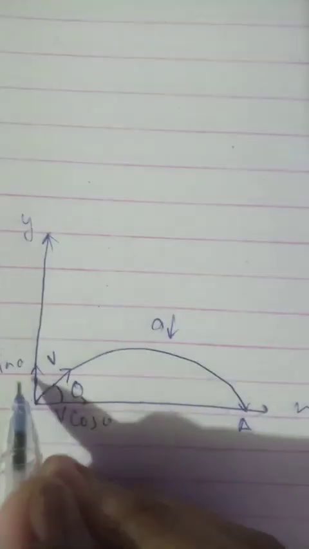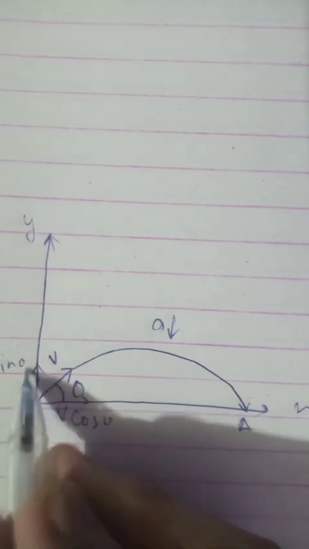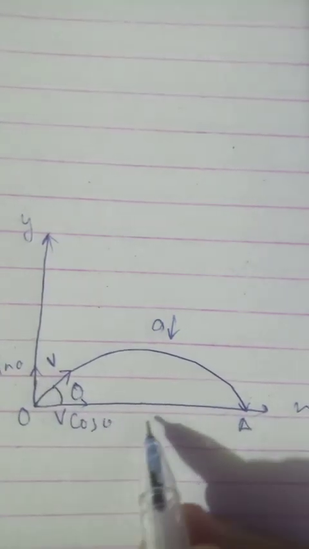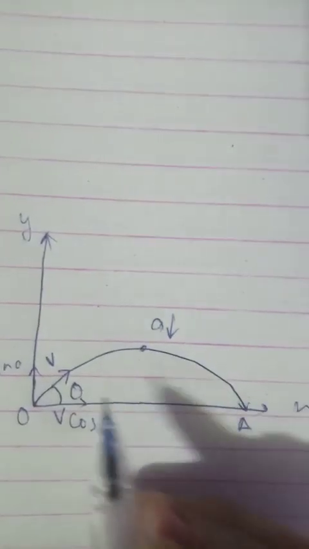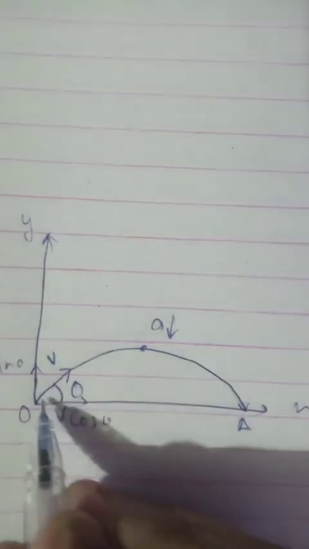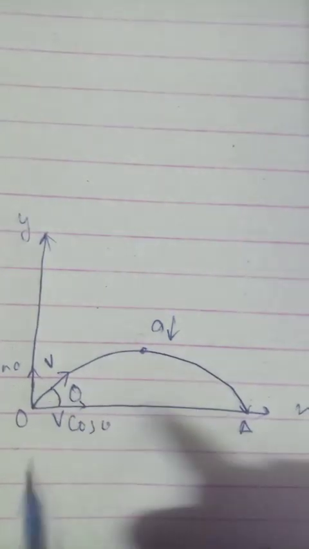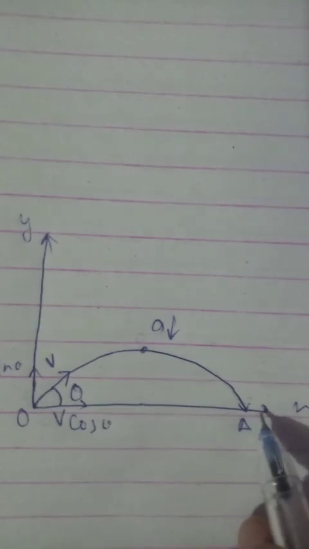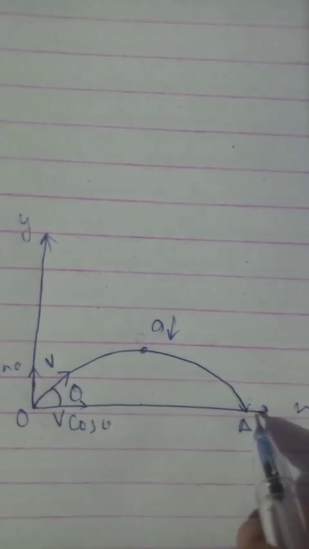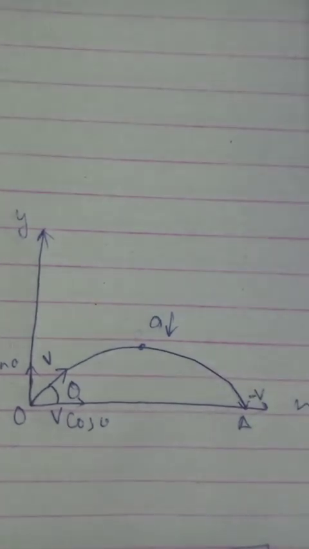The velocity along the x axis, v cos theta, doesn't change. The velocity along the y axis changes because the acceleration is downwards, so it affects the upward velocity. That's why the velocity along the y axis changes, and the velocity along the x axis remains constant. Here, the velocity along the y axis will be 0, and it will be negative from here downwards. And the interesting thing is that the magnitude of the initial velocity v will be equal to the magnitude of the final velocity in these cases, but it will have a minus sign, a negative velocity.